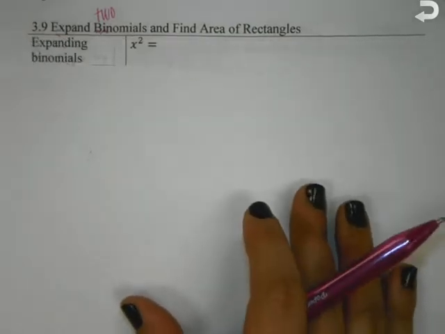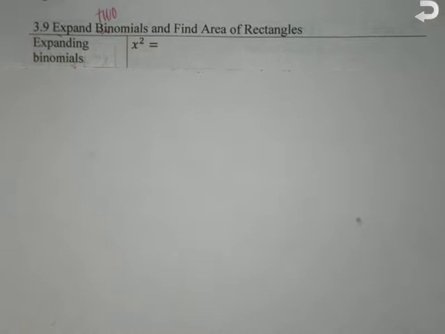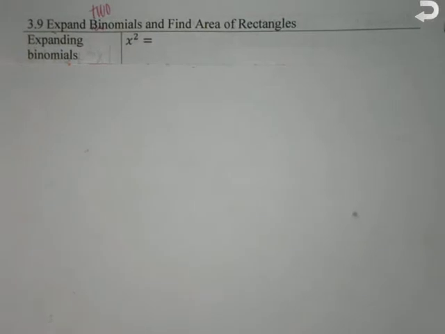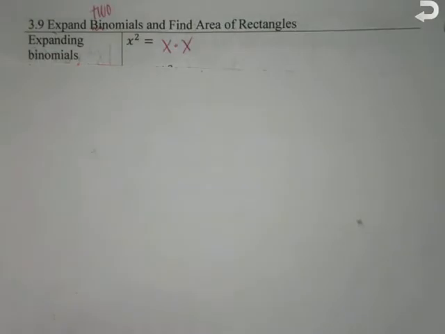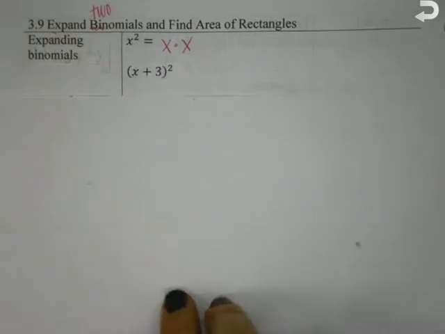First of all, let's look at something easy that we know. X squared means, how would I expand that? What does that mean? X times x, right? So when I see a binomial, 2 terms inside, to the second power, it's going to look something like this.